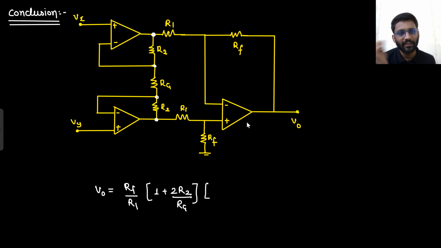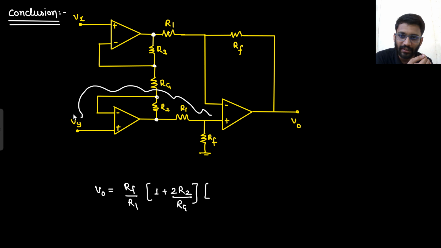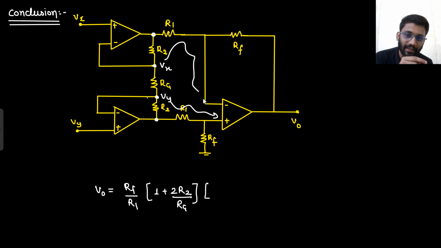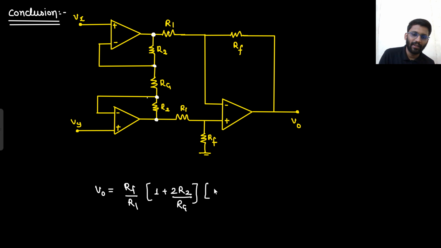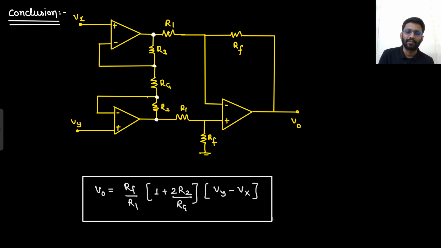Potential at positive terminal minus potential at negative terminal. So this positive terminal is connected to this potential, because what is happening is that this Vy is coming here. So Vy is near to this positive, and this Vx is coming here. So this Vx is near to this negative. So this is how you can remember. So Vy positive potential minus negative potential. That's it. This is your final answer.